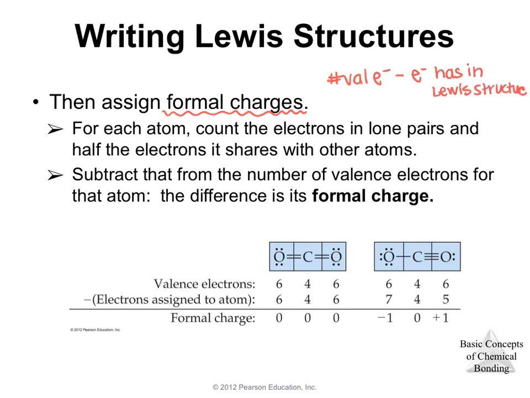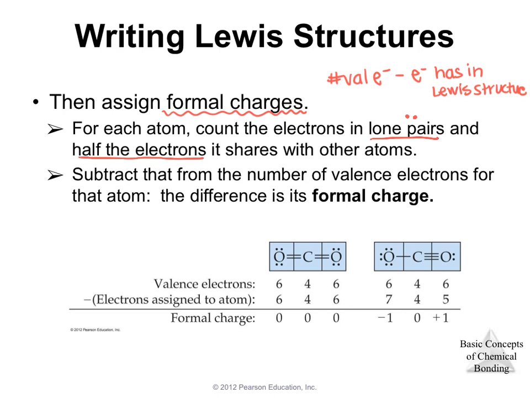The formal charge can be 0, which is ideal, or it can be negative or positive. Negative meaning it has more electrons than it started with or than it brought, and positive meaning it has less electrons than it brought. The ultimate goal would be for everything to have formal charges of 0. So we're going to count the lone pairs, those are my 2 dots, and half the electrons shared in the bonds.